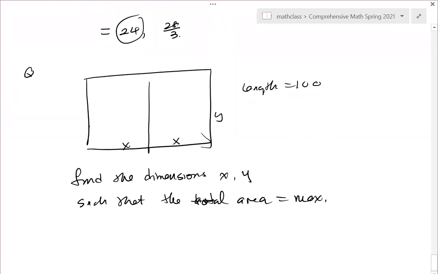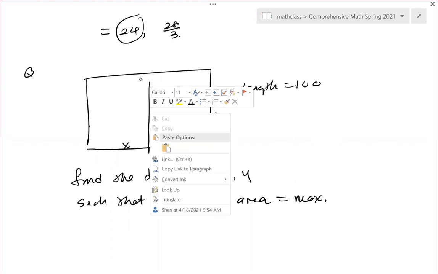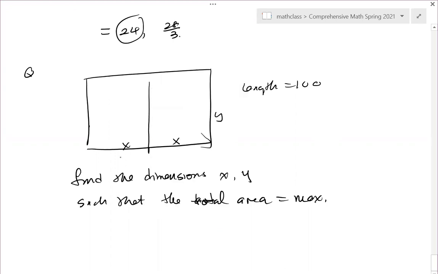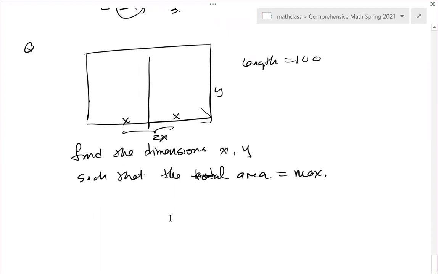It doesn't matter where you put the middle, actually. The dimension, the area does not change when you move. So there's the other side, this is a 2x here. All right, so let's solve this problem.